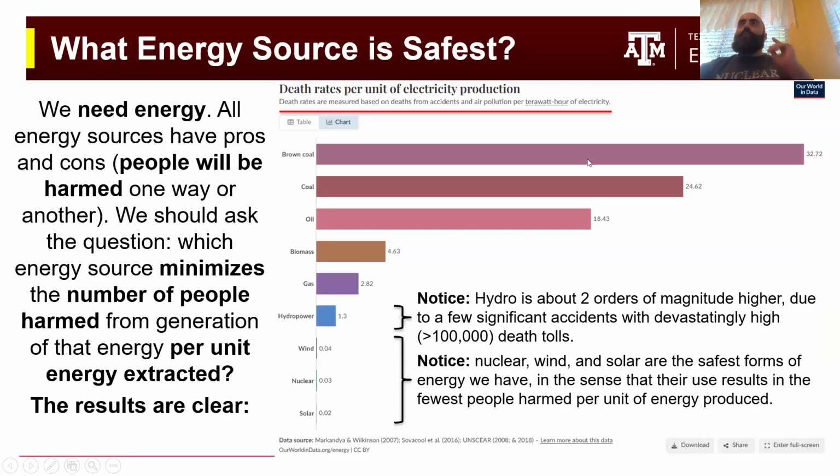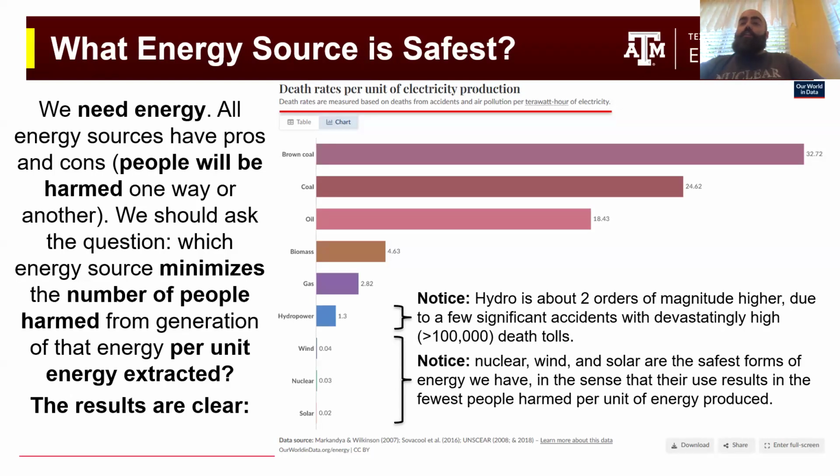So if we need to think about where we get our energy from, and what sources we get our energy from, then the next thing that we should probably ask is which energy source is the safest. If we need energy and we're going to keep consuming energy regardless, then we should probably do the thought exercise to say, what forms of energy can we use such that we get our energy, but we reduce the amount of harm that we cause to society and to people and to human health from the generation of that energy.